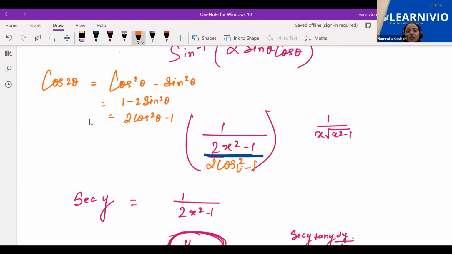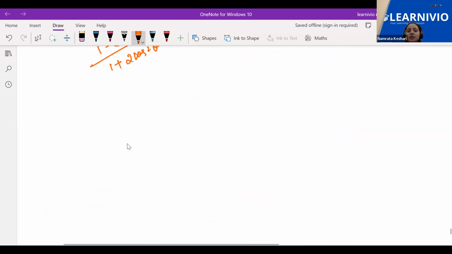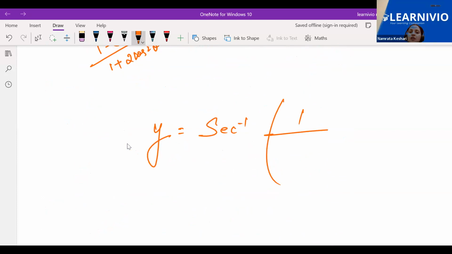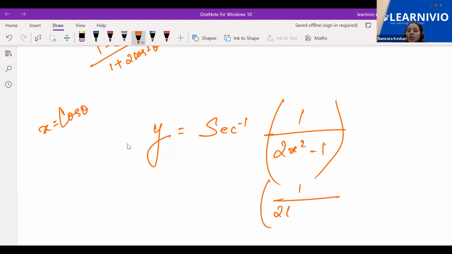Okay, 2 cos square theta minus 1 we could have taken initially only. We were having y is equals to sec inverse of 1 by 2x square minus 1, and we were thinking what to take as x, and we realized that nothing is working. But now we realize that the cos 2 theta formula is here, that is 2 cos square theta minus 1. So if in place of x we take cos theta, we are able to generate the formula. Yes or no, Annapurna? Yes.